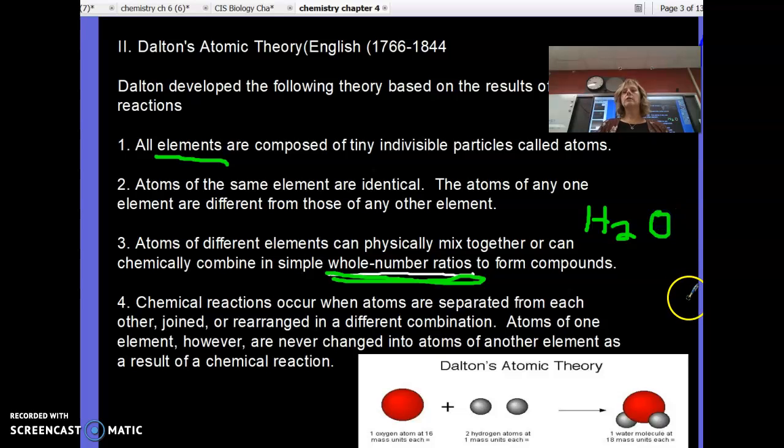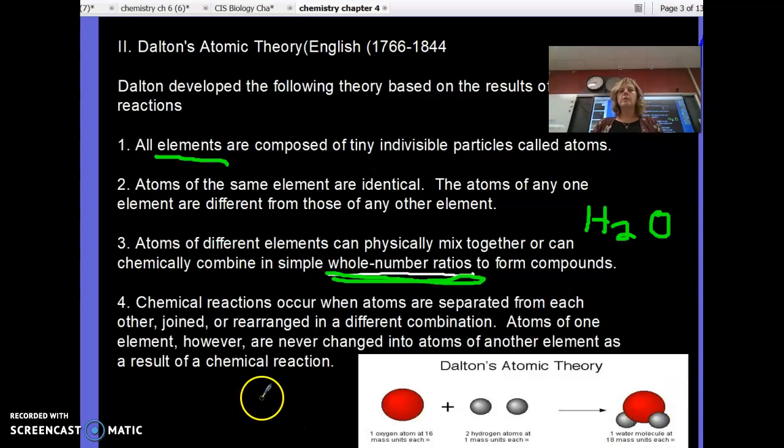So hydrogen and oxygen combine in whole number ratios to produce water. It doesn't take 1 hydrogen and then half of an oxygen. There's no such thing as half of an oxygen. They have to combine in those whole number ratios because, remember, we said they're composed of indivisible particles, so we can't cut them in half. So again, this is true of all compounds, carbon dioxide, even compounds like sugar and things like that.